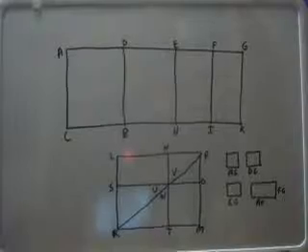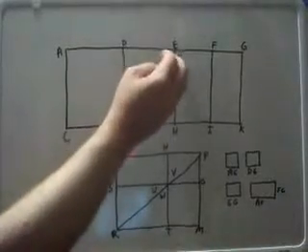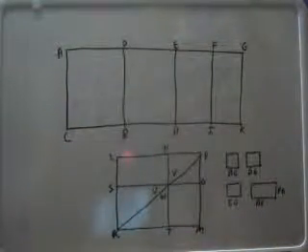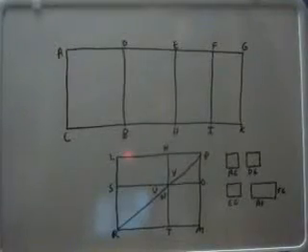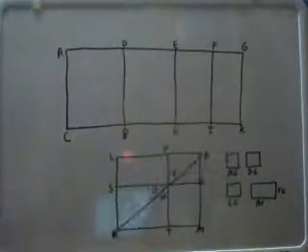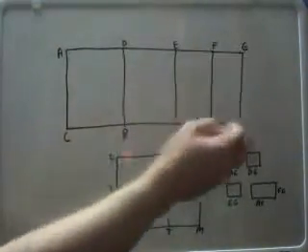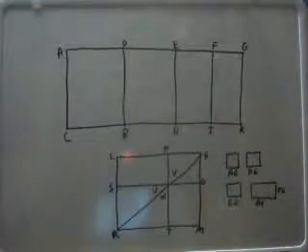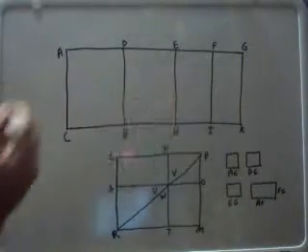And through the points E, F, and G, well, here's points E, F, and G, we're going to draw the following lines. We're going to draw EH, that's this one right here. We're going to draw FI, which is this one right here. We're going to draw GK, which is this one right here. And all three of these lines are parallel to AC.